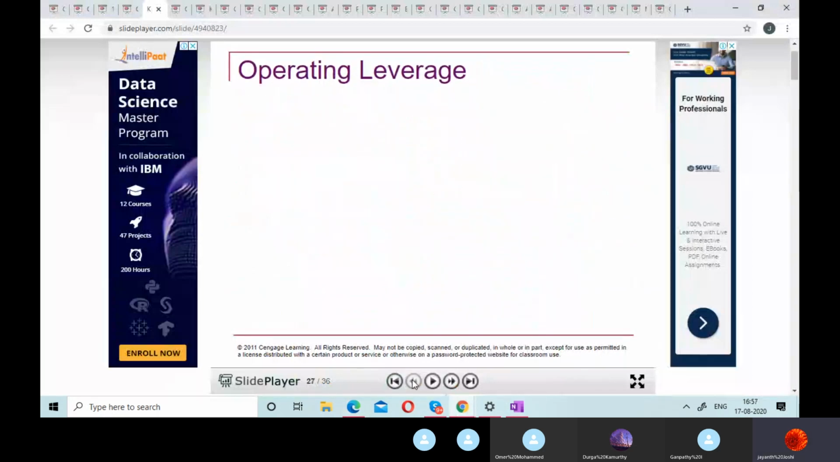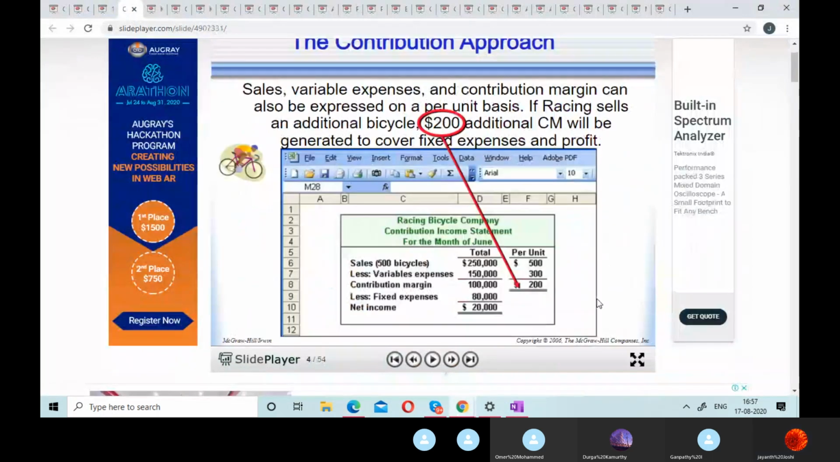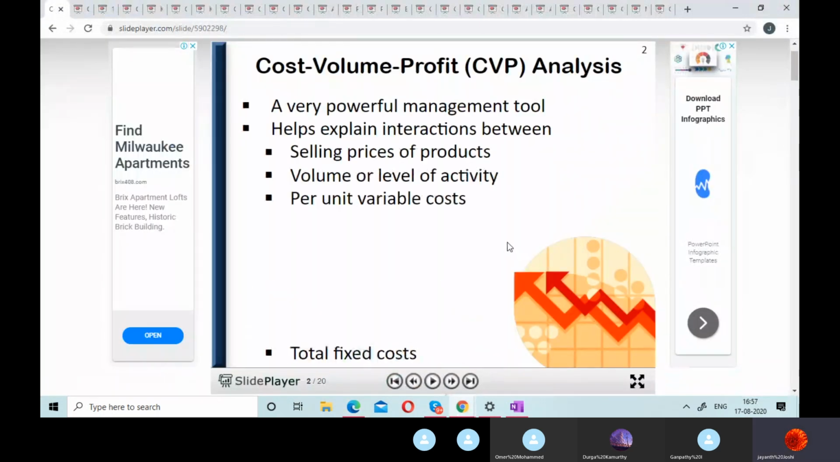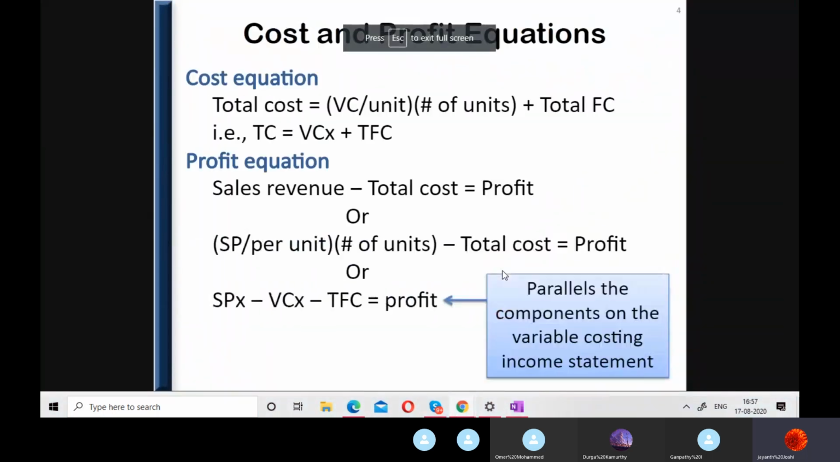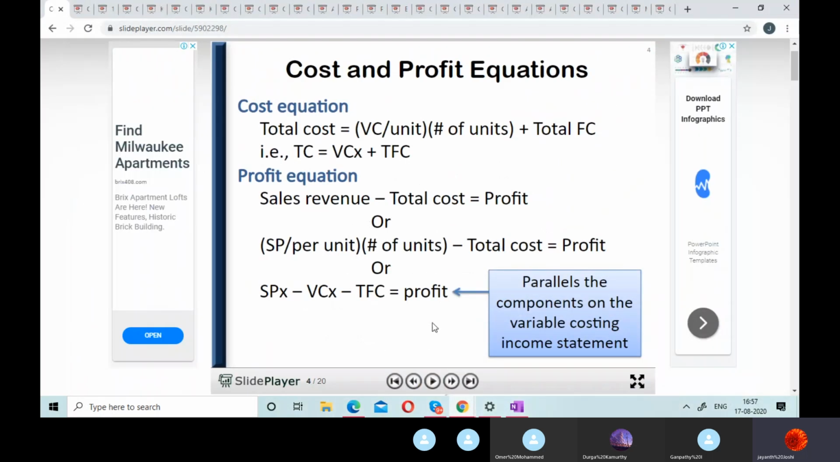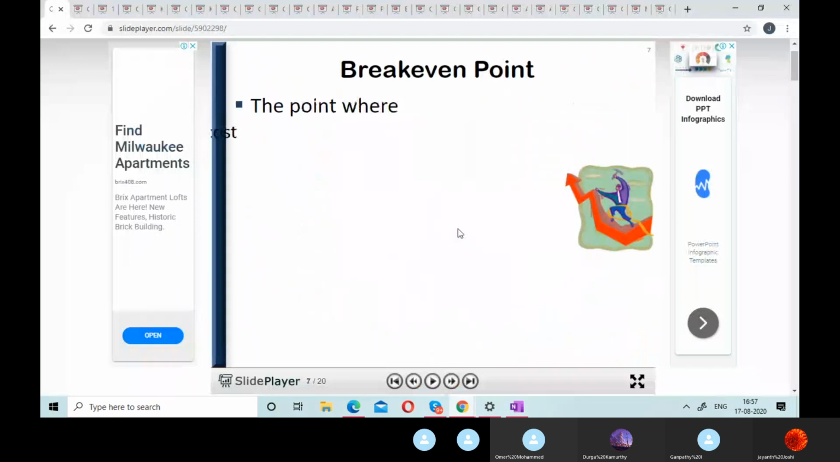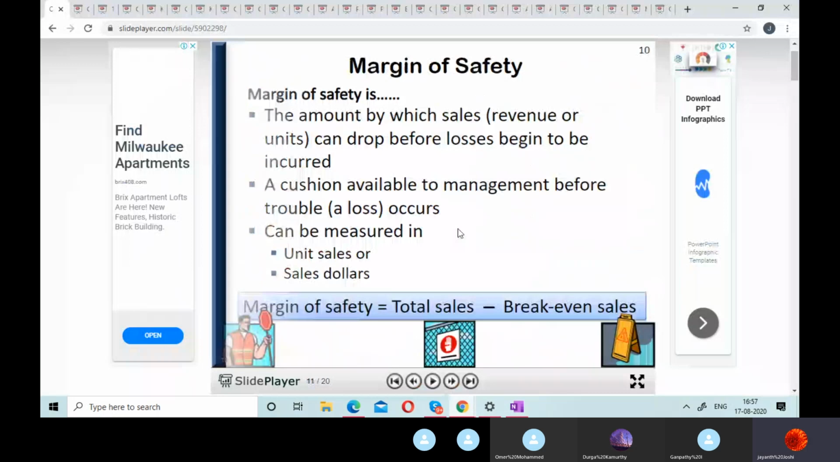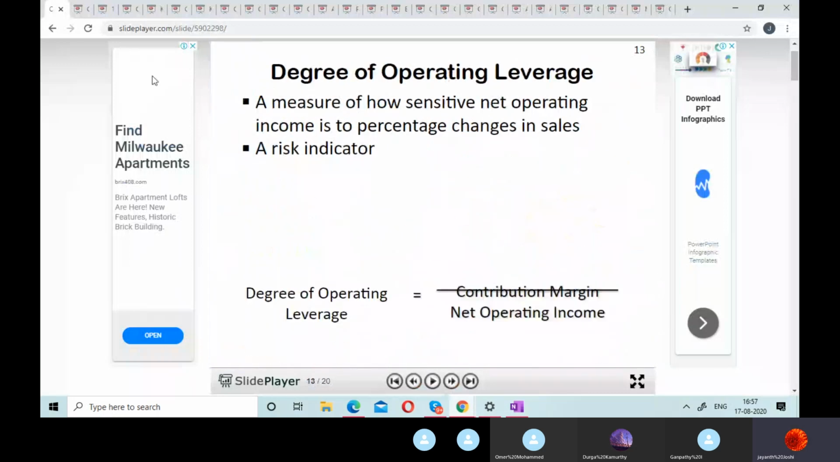Okay, now let's go for some more questions related to these things. Okay. Already we have done all of this. Margin of safety is what we are supposed to do. We will do it. Okay.